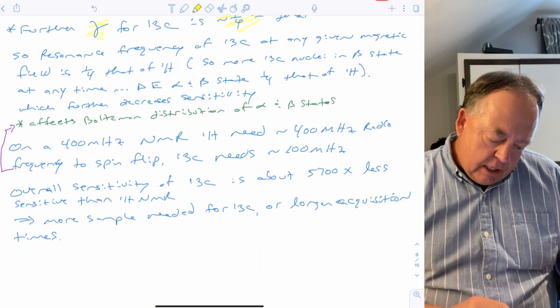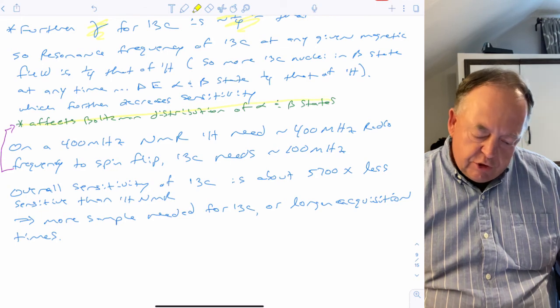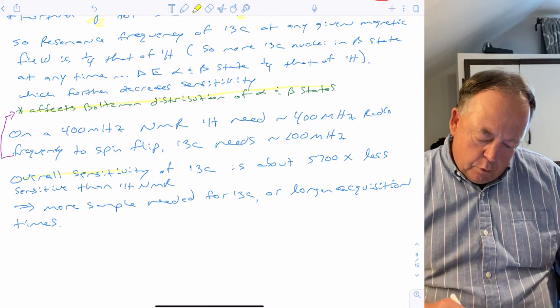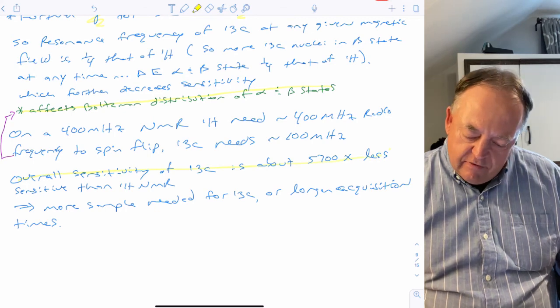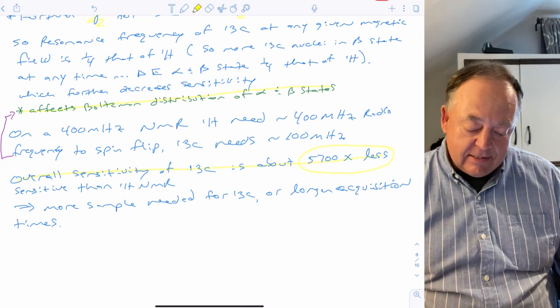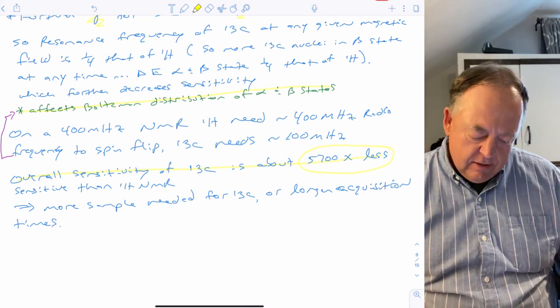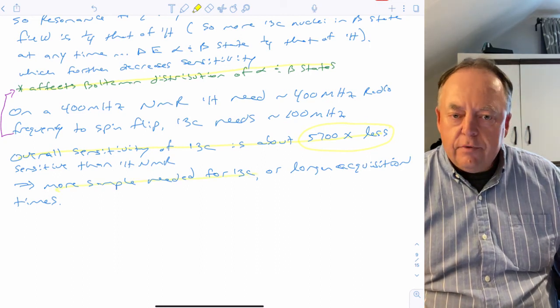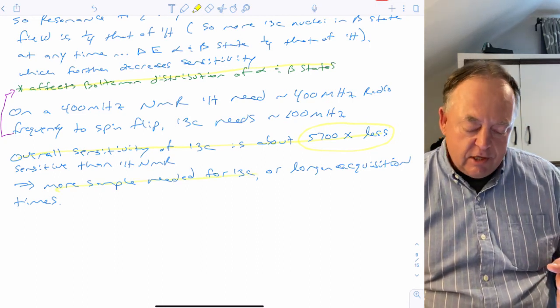Right, so the magnetogyric ratio affects the Boltzmann distribution. So overall, when you combine these two, the sensitivity for carbon-13 is about 5,700 times less sensitive than proton NMR. What that basically means is you need more sample for carbon-13. You need to have it a lot more concentrated, right?